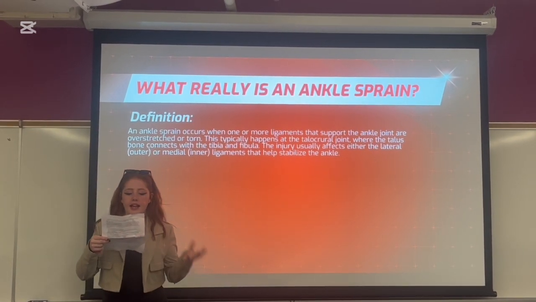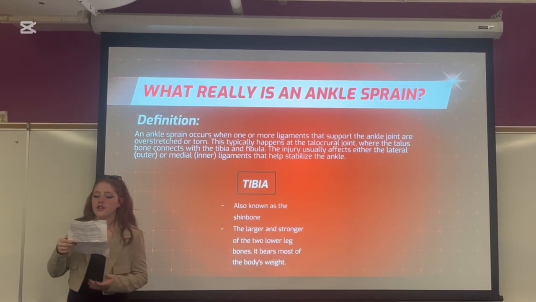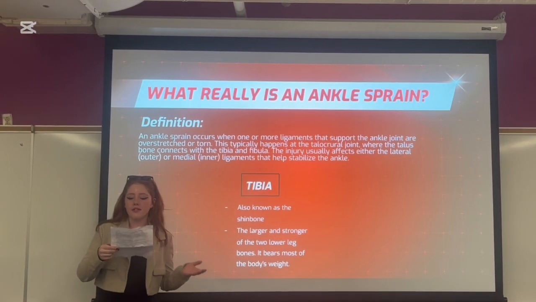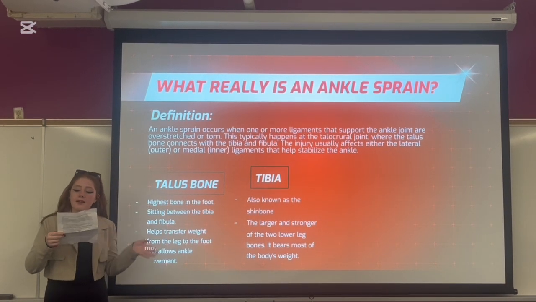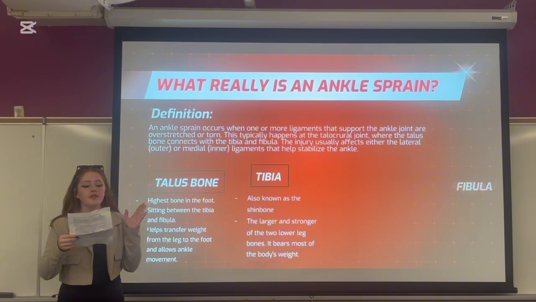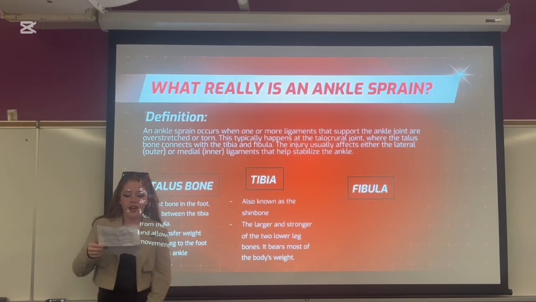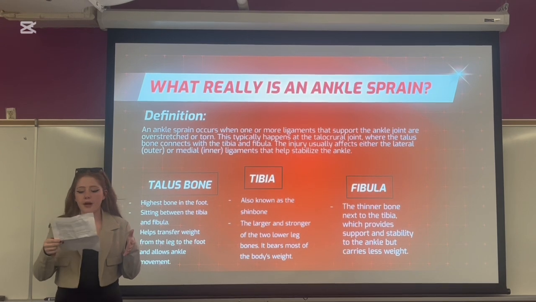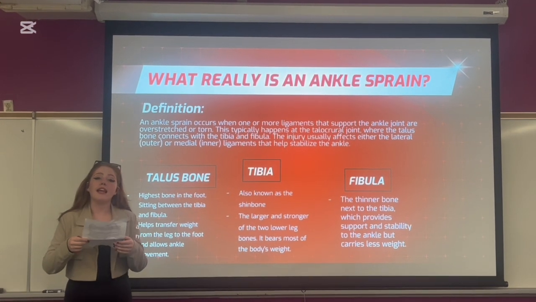help stabilize the ankle. The tibia is also known as the shin bone, and it's the larger and stronger of the two leg bones. The talus bone is the highest bone in the foot. It sits between the tibia and the fibula, and it helps transfer weight from the leg to the foot and allows ankle movement. And then we have the fibula, the thinner bone next to the tibia, which provides support and stability to the ankle, but carries less weight.